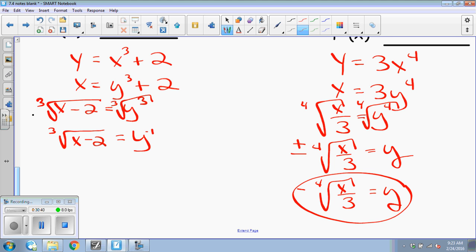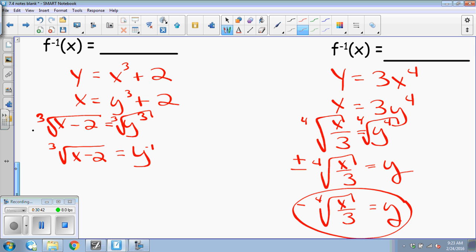Why didn't you do the plus or minus on the other side? Because it was taking the third root. If it's odd, it doesn't matter. You don't have to consider positive or negative. But if it's an even root, you do have to consider plus or minus. Because when you look at x squared, if x is either positive or negative, the answer is the same. But if it's x to the third power, the answers are different if it's positive or negative.